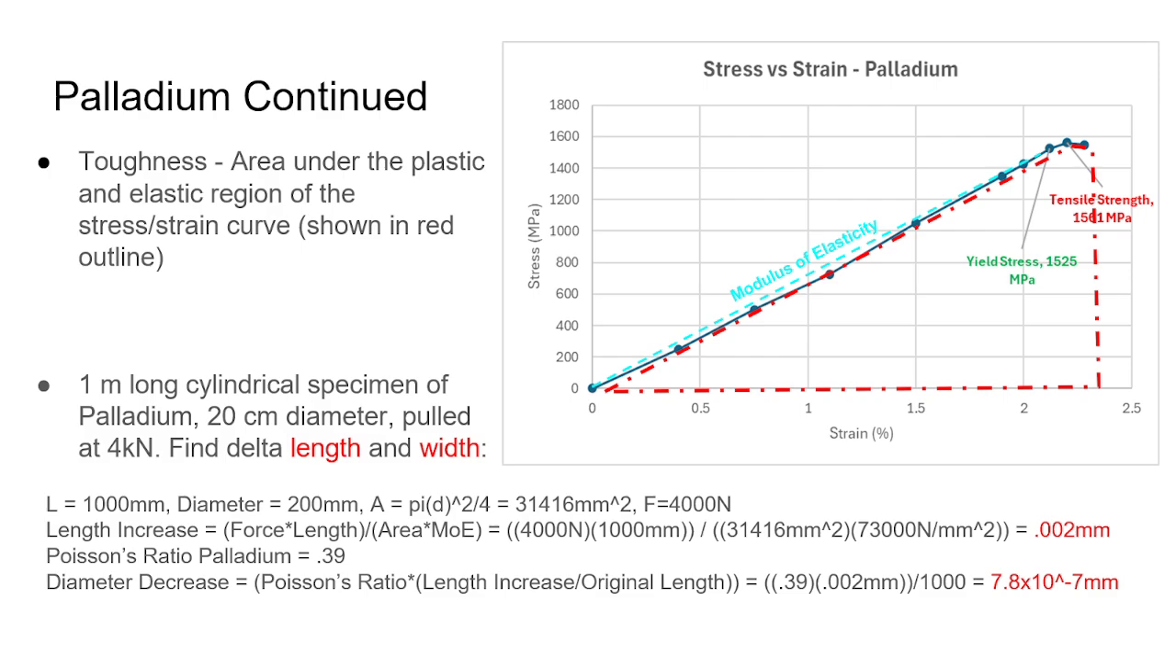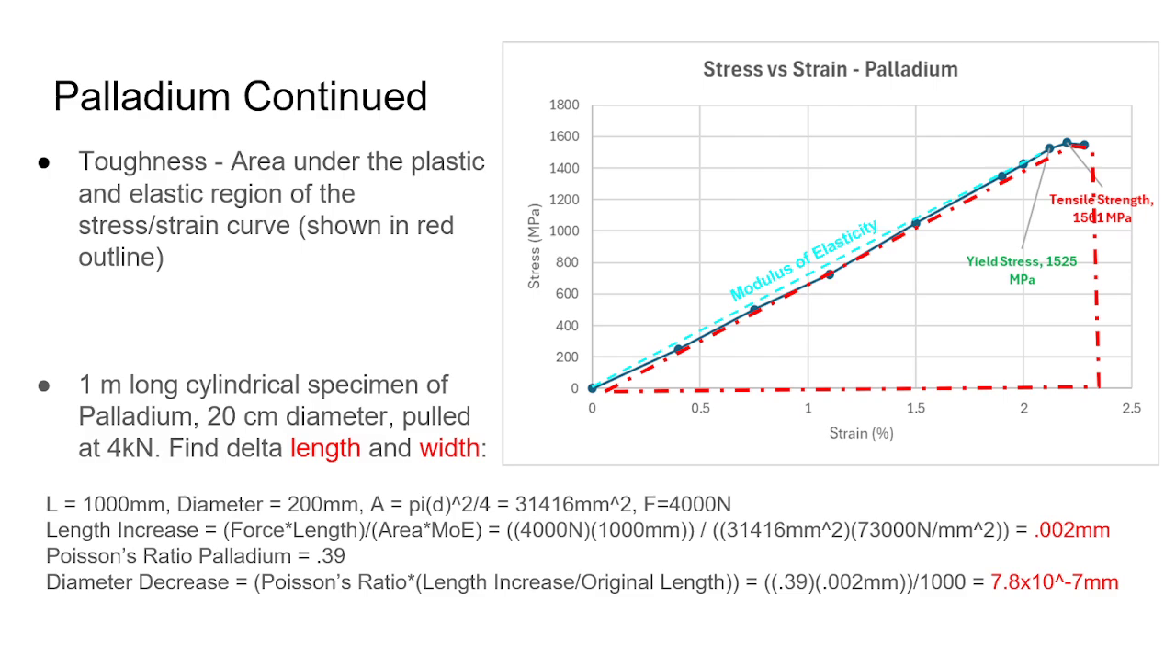As you can see, we did 4,000 newtons, which was the force, multiplied by 1,000 millimeters, which was the original length of the specimen, divided by 31,416 millimeters squared, which was the cross-sectional area of the specimen, and then multiplied by 73,000 newtons per millimeter squared, which was the modulus of elasticity for palladium. Based on this formula, the increase in length is 0.002 millimeters.